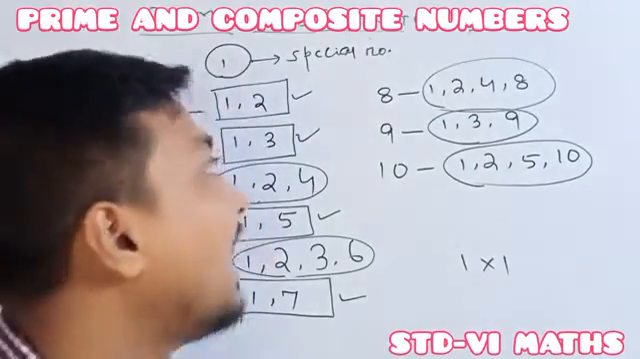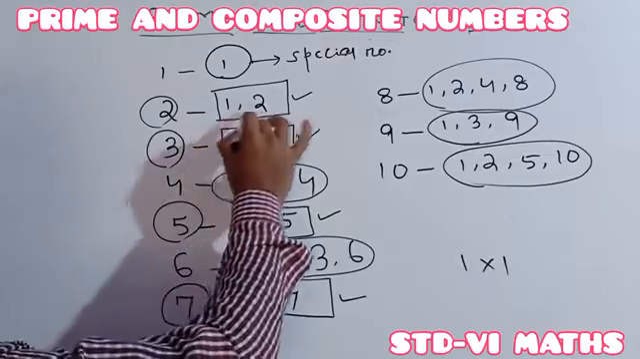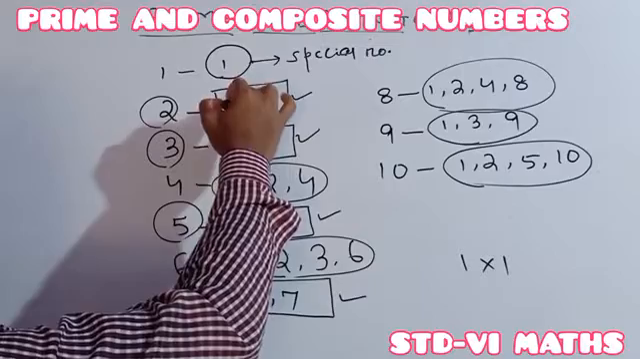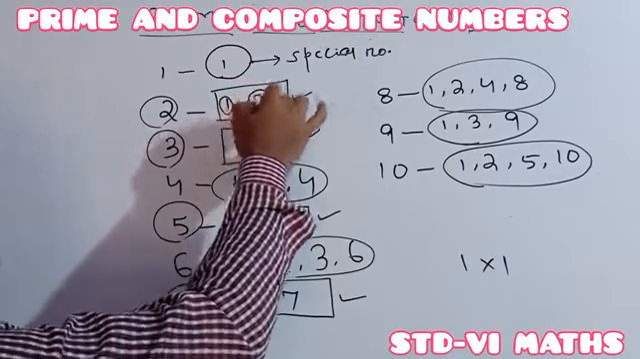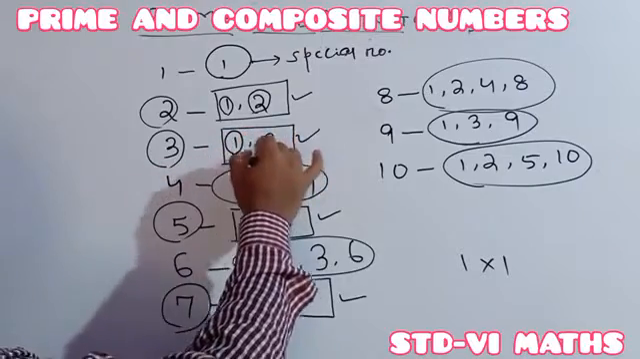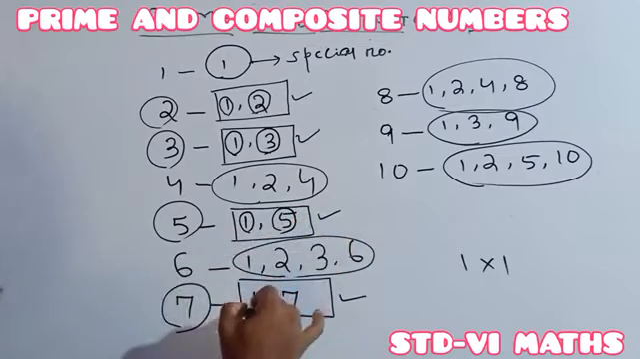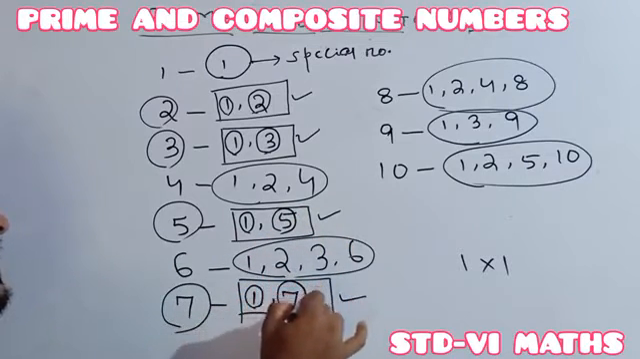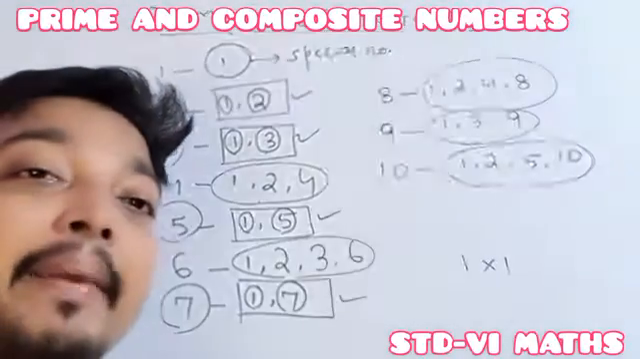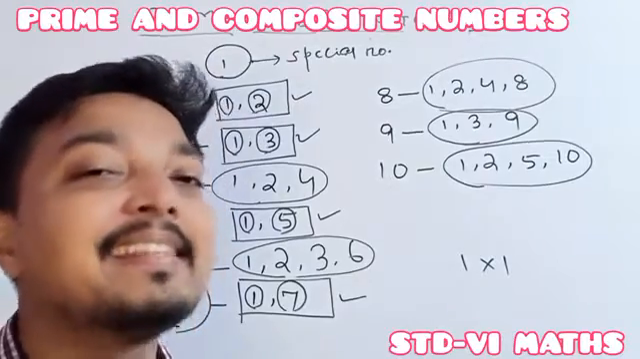Another thing you have to remember: which numbers are the prime numbers? Their factors are 1 and itself. Here the factors are 1 and itself, here too, and here too. So if it is asked which factors a prime number has, the answer is 1 and itself.